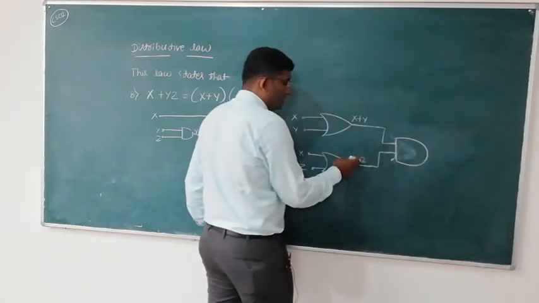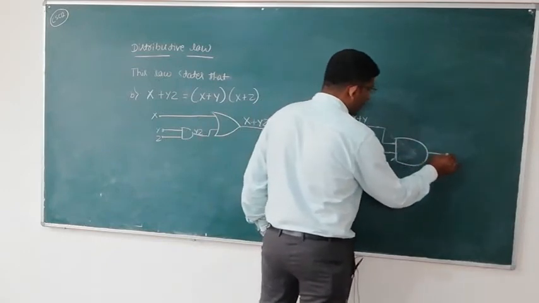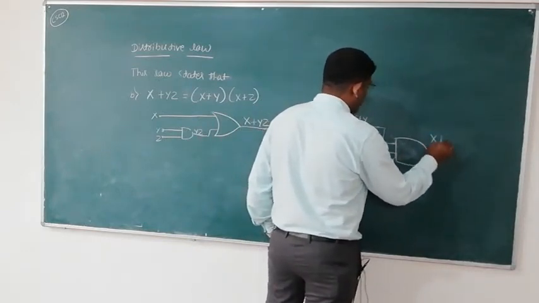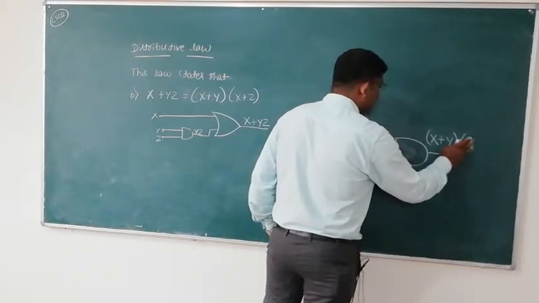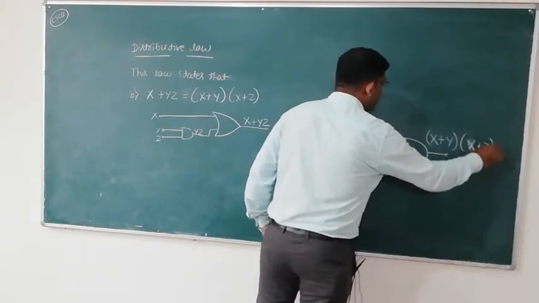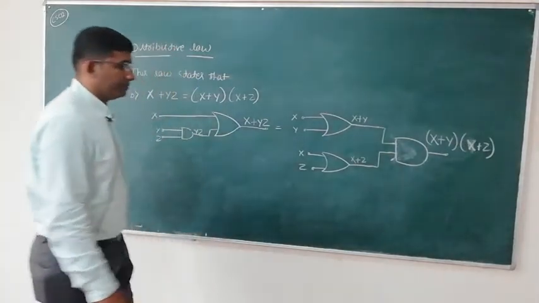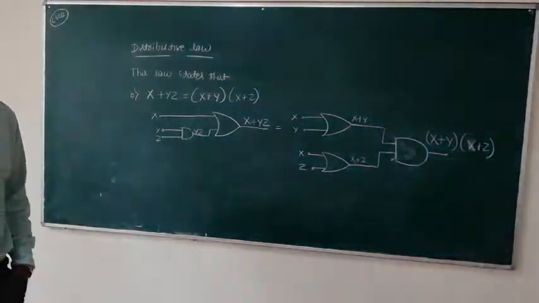If both the outputs of the OR gates are given as input to the AND gate, it will become x plus y into x plus z.